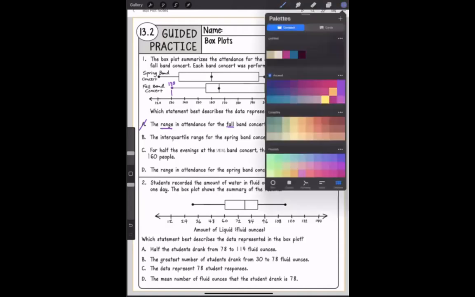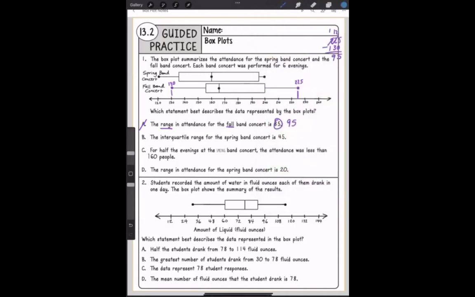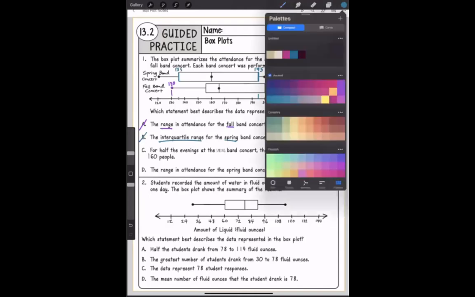Okay, so B says the interquartile range, or the IQR, for the spring band concert is 45. Remember, IQR is Q3 minus Q1. So we're looking at spring. This is Q3, and if we come down here, it's between 190 and 200, so that's going to be 195. And then this is Q1, and if we come down here, it's between 130 and 140, so that's 135. 195 minus 135 is 60. So that's not right. Okay, I'm going to skip C. I'm going to come back to that because I want to talk more about that in a minute.